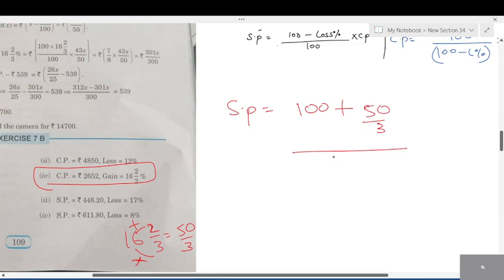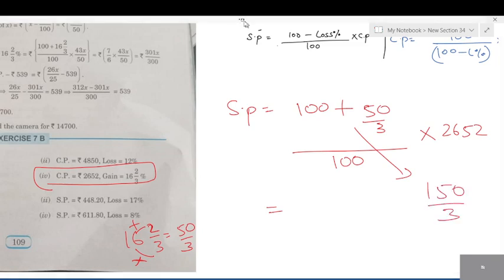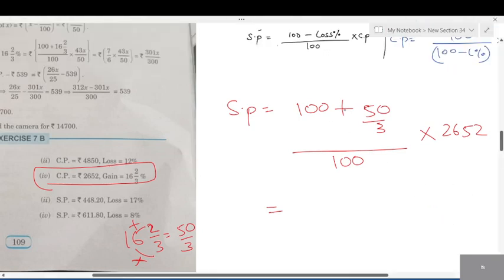Divided by 100 into 2. Don't write anything. Listen, students, don't write. Now, the numerator. What's the answer for the numerator? Can I write 100 plus 50 is 150 divided by 3? Is it correct? No? So you shouldn't do it like this. Whenever plus is given in between, what are you supposed to do? When a fraction is given, you need to take the LCM.